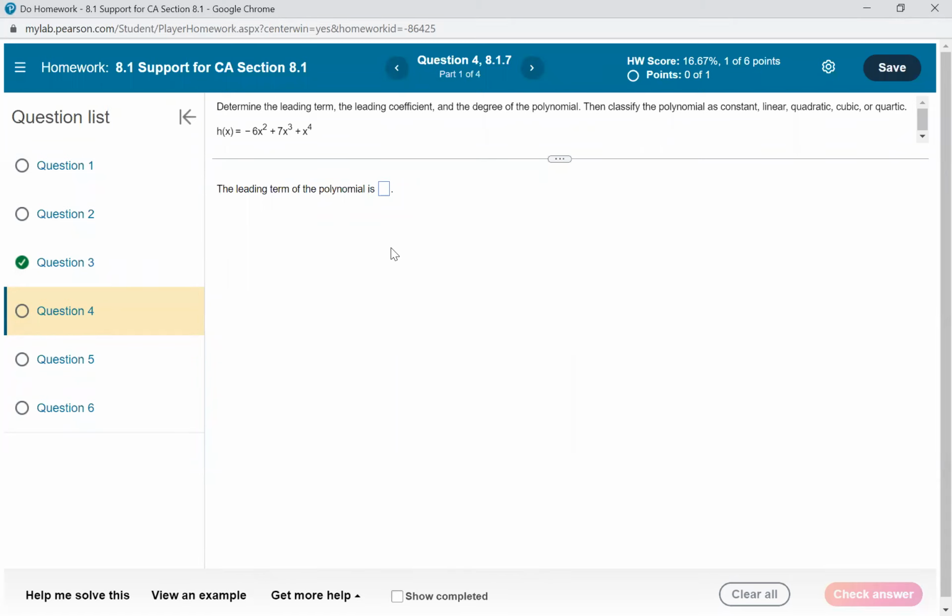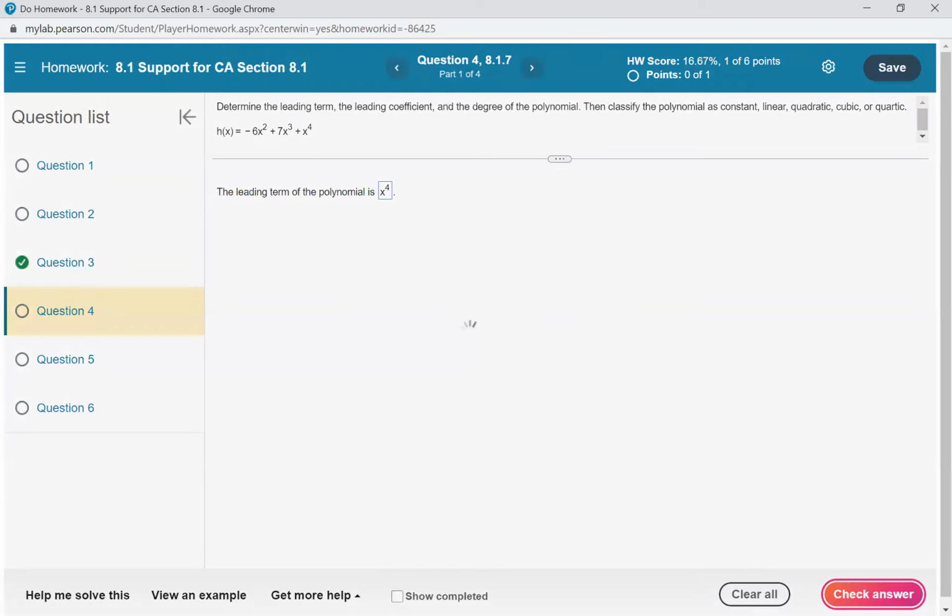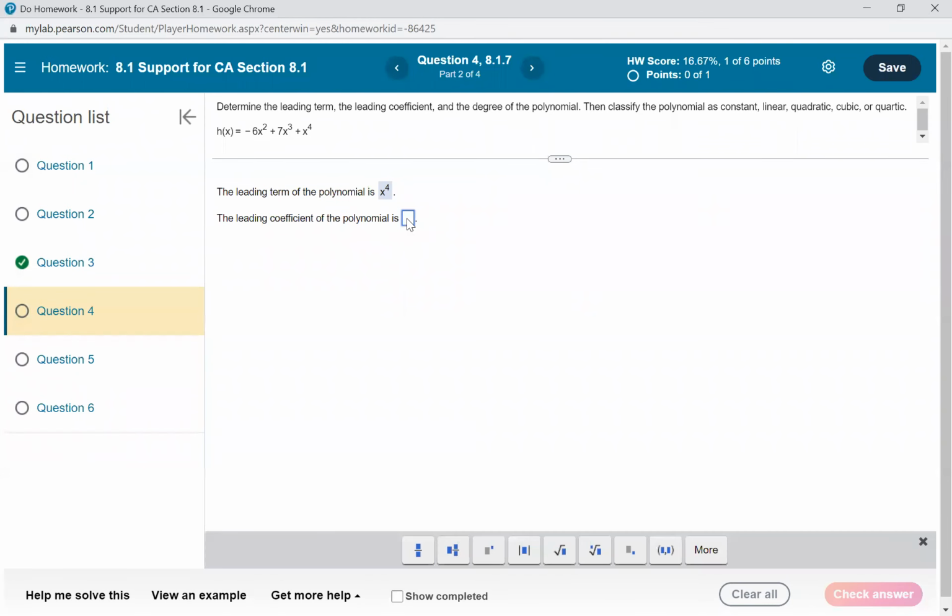All right, y'all. So the leading term of the polynomial. Be careful on this one. It's out of order. But my leading term has the highest exponent, which is that x to the 4 term. So I would put in my x and then my exponent of 4 and check that answer. The leading coefficient. So y'all, remember, there's not a number in front of that x to the 4th. So my leading coefficient is a 1.